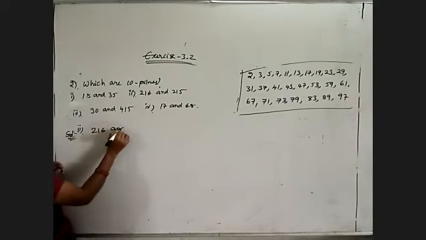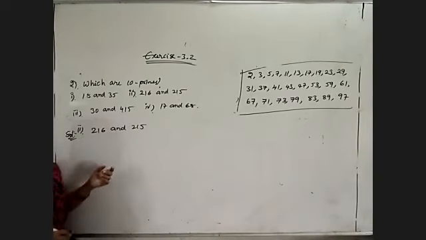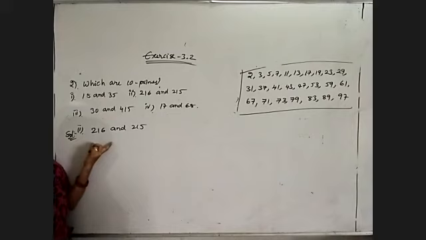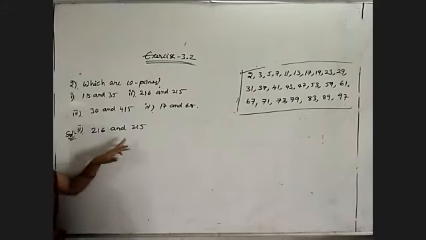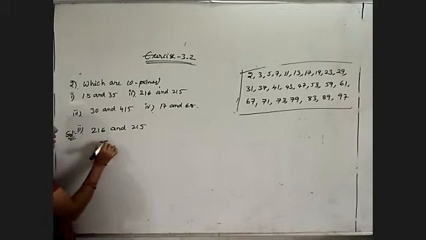216 and 215. See, as I told you, consecutive numbers always have only one as their common factor. Always these consecutive numbers are co-primes. So 215 and 216 are co-primes. So do it with the HCF method.